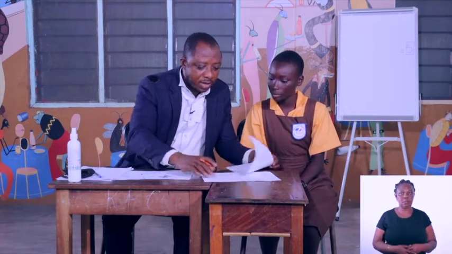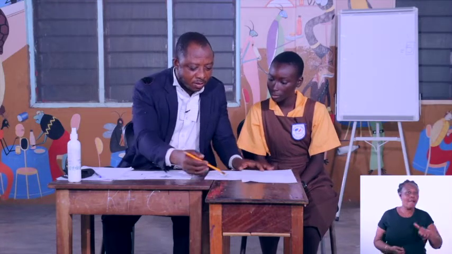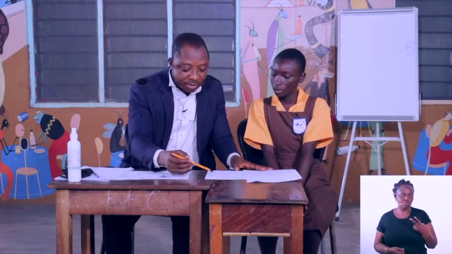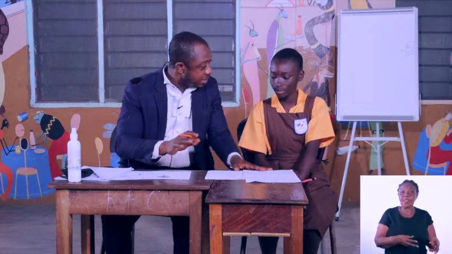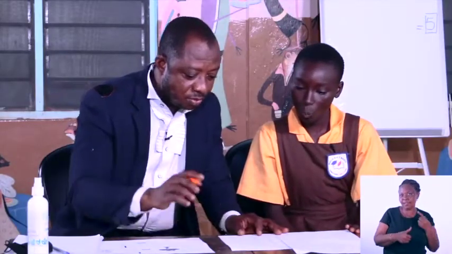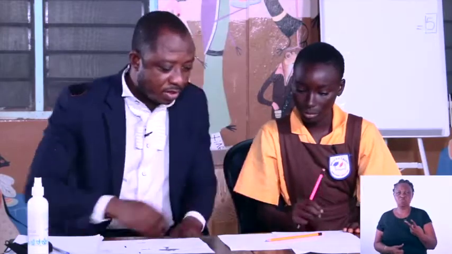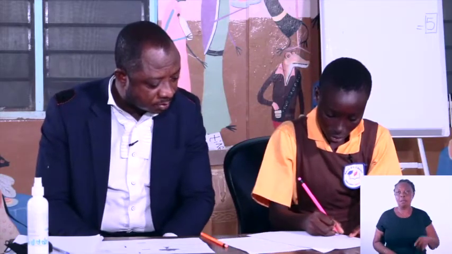Okay, so the other two columns, these are multiplication questions and division questions. Which one would you want to start with? I would like to take the multiplication. Good. So pick any two and then kindly, just one. Just pick one. Okay, so just one multiplication question. Any of them.